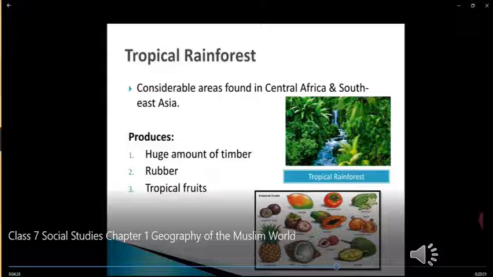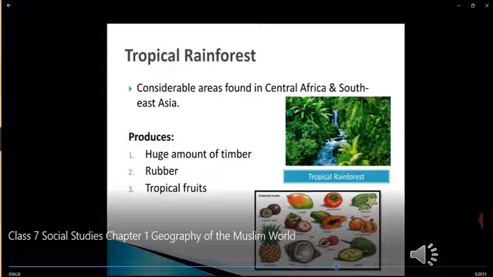As we know that forests are also part of natural vegetation, here we are going to discuss the tropical rainforest. Before explaining tropical rainforests, let's find out where they are found in the Muslim world. A considerable area of the tropical rainforests is found in Central Africa and Southeast Asia. In the first picture you can see a tropical rainforest. You can see how lush green it is.